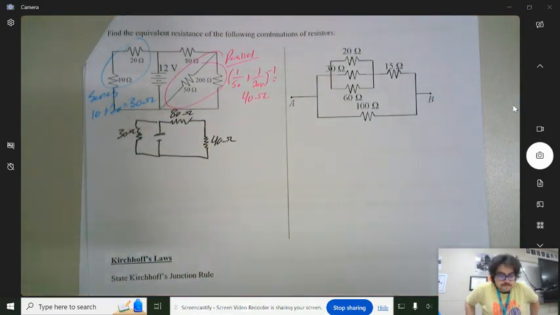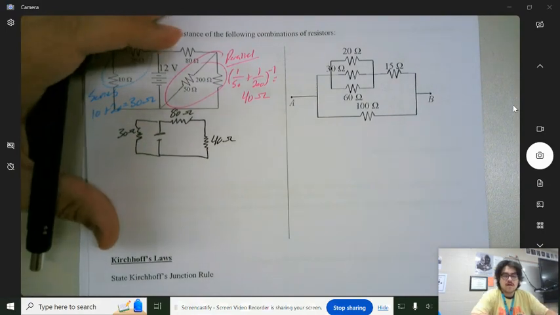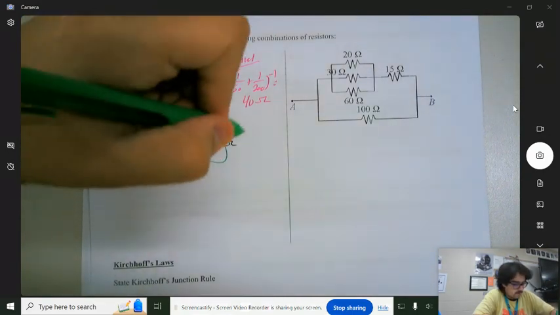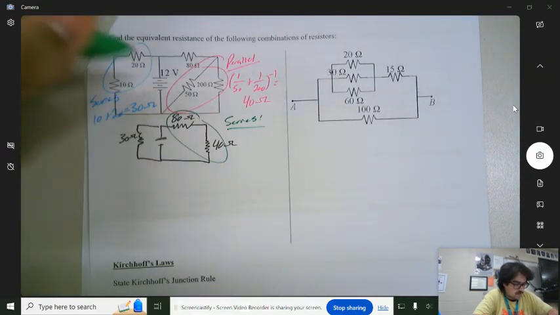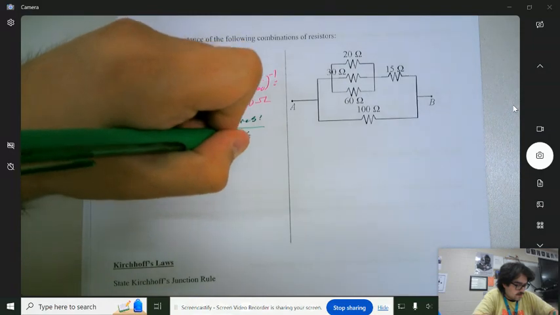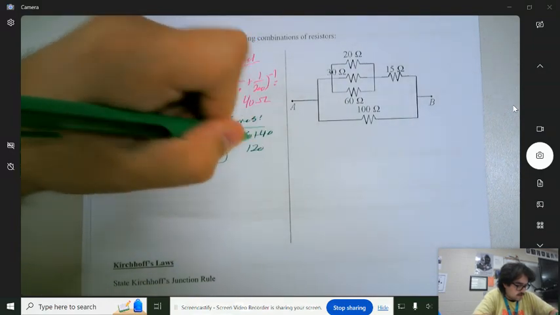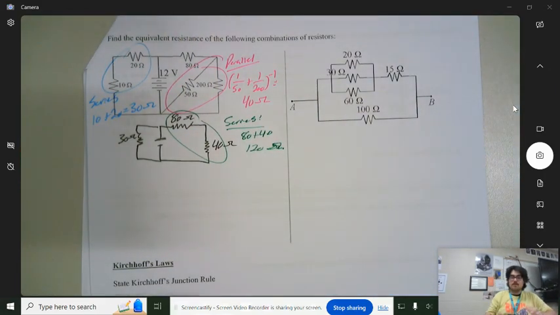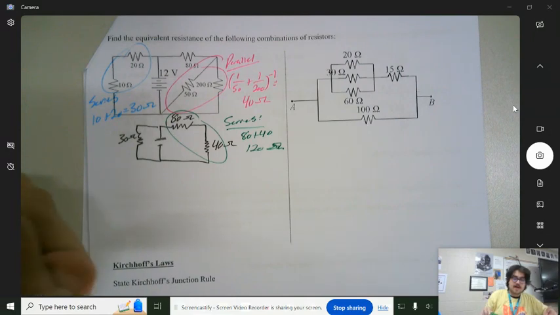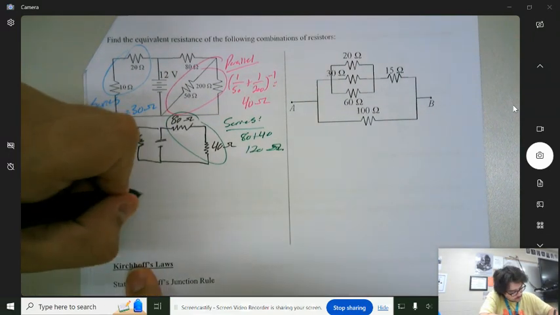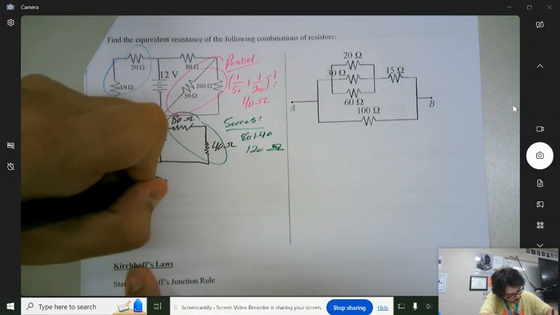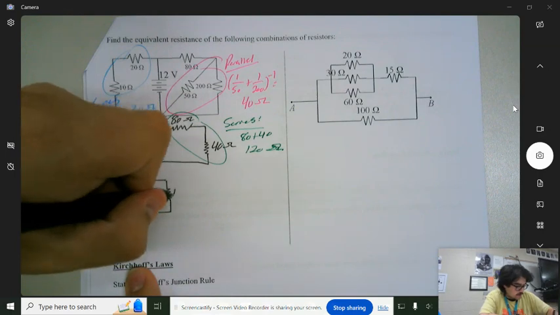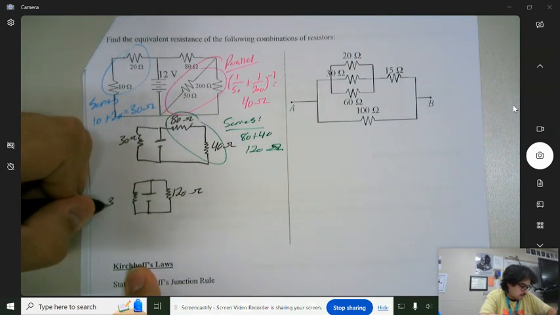Now we can continue through, and we can see these are in series with each other. If they're in series, all we have to do is add them up. 80 plus 40 gives you 120 ohms. Now we should be able to get a new circuit that looks like this: 120 ohms and 30 ohms.